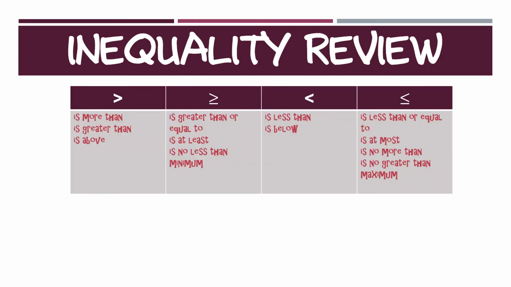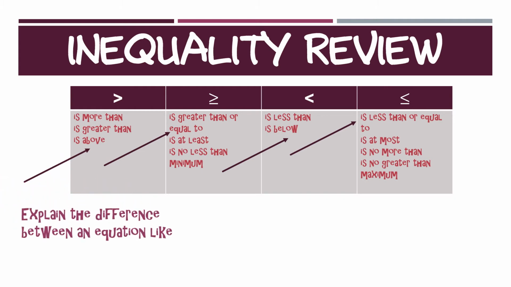There are some words and phrases that can help us determine what inequality symbol we'll want to use. For example, is more than, is greater than, is above, is greater than or equal to, is at least, is no less than, minimum, is less than, is below, is less than or equal to, is at most, is no more than, is no greater than, and maximum.